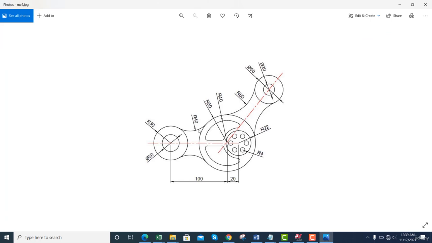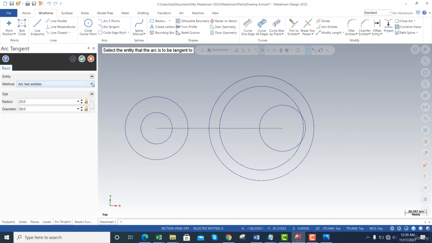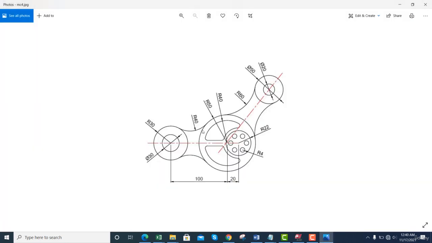Now this is an arc of 40, so okay, let's draw this. For this I will go to circle arc tangent and I will select arc two entities because we have two tangent entities. So radius is 40, so I will select this one and this one, and now I want to keep this one. Okay, now I add another operation. Similarly, now I want to keep this one.